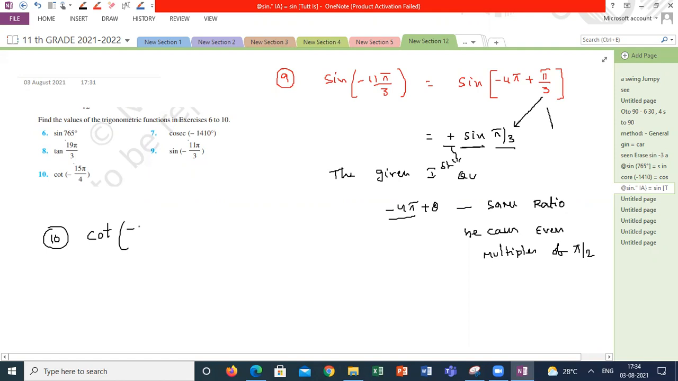Solve this question: minus 15 pi by 4. Please solve this question. You can use any method. You can convert into angles and do it, or you can keep it in radians and complete it. I need the answer, the proper answer.